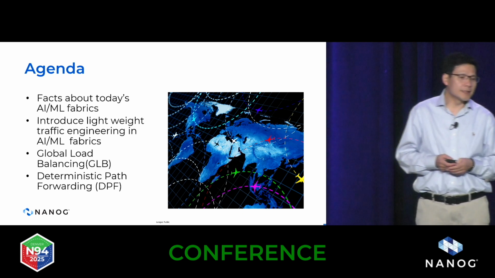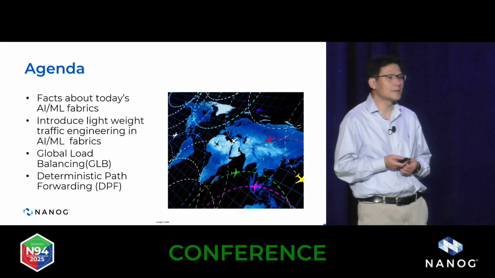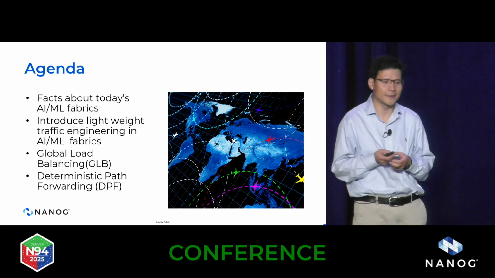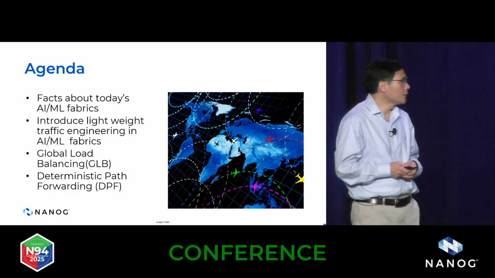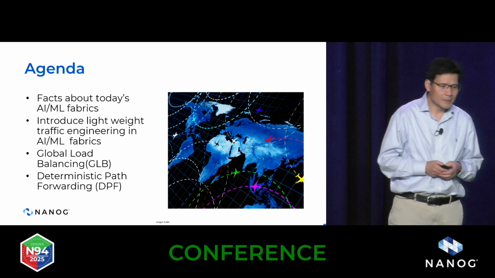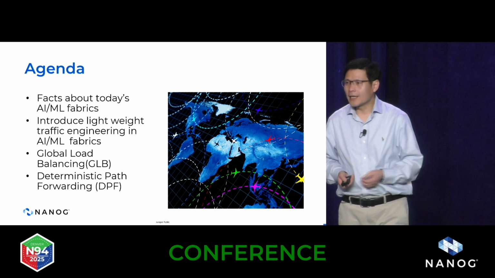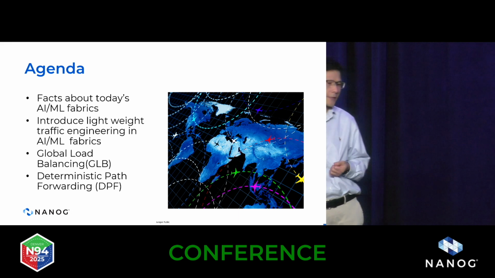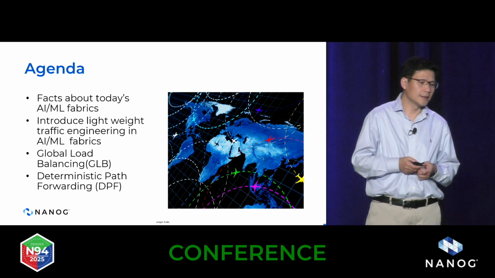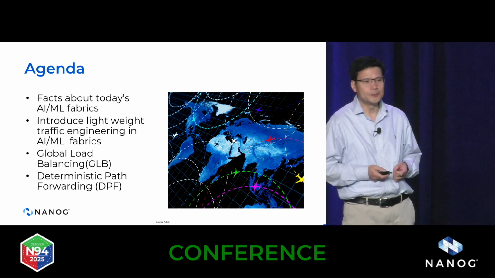So in this presentation, I will first talk about some of the facts about today's AI/ML fabrics, or my understanding about the facts. And then I will introduce the lightweight traffic engineering for the AI/ML fabrics. After that, I will deep dive into the two solutions. One is Global Load Balancing, and the second one is Deterministic Path Forwarding.